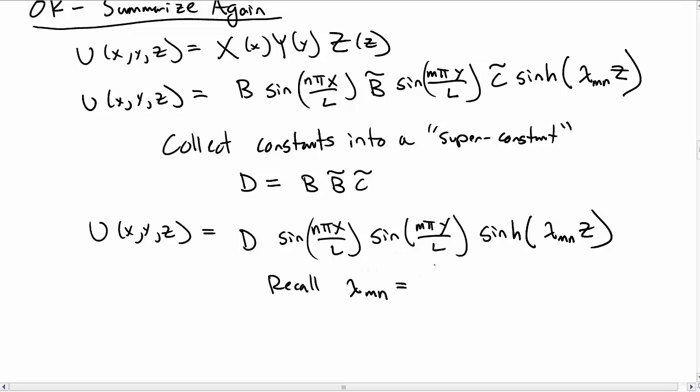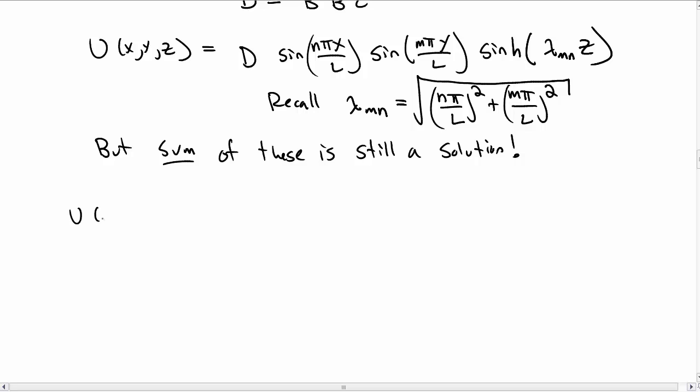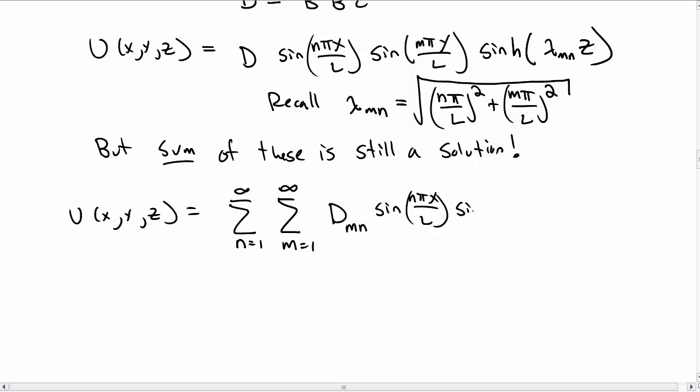Recall that this lambda mn, it's useful to just write it down here so we can remember what it is, is given by these n pi over L squared, m pi over L squared, and it's actually the square root of all of that. So we define lambda squared to be the sum of those squares. So, of course, remember that the sum of a set of solutions is still a solution to Laplace's equation. And so we can actually write this as a sum of solutions. But since we have two integers, n and m, we can sum over each of them independently. So we have a double sum over n and m. Our constant now is a constant with mn dependence, and then we have our sine functions and our sinh functions.